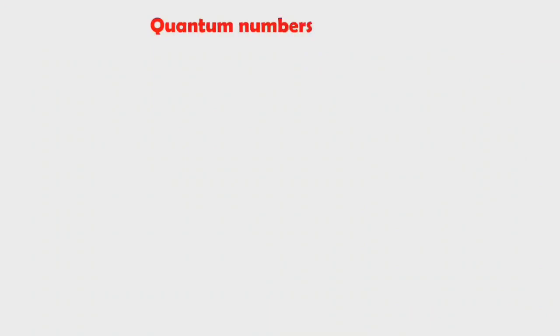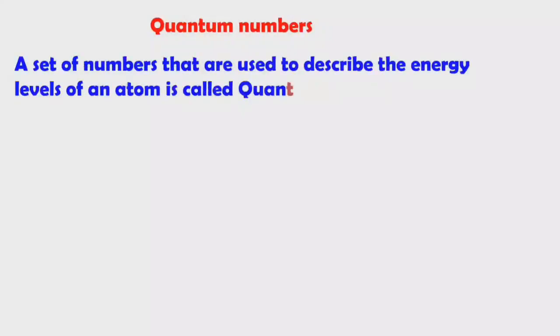Quantum numbers. What is meant by quantum numbers? A set of numbers that are used to describe the energy levels of an atom is called quantum numbers.